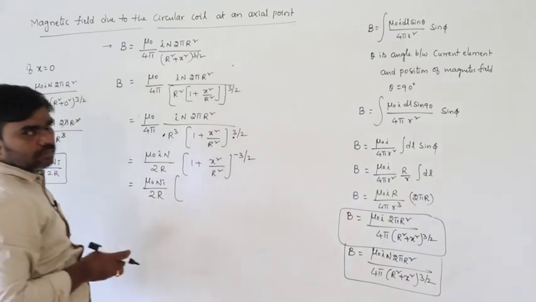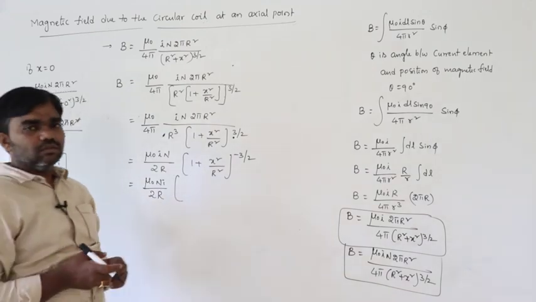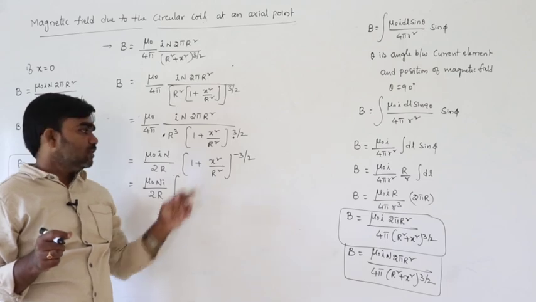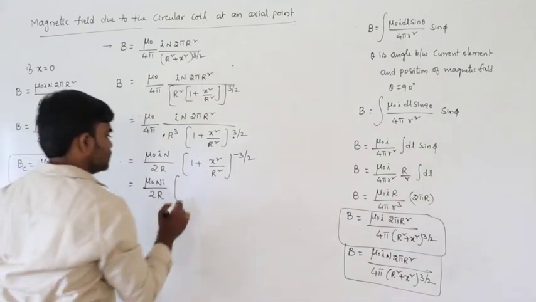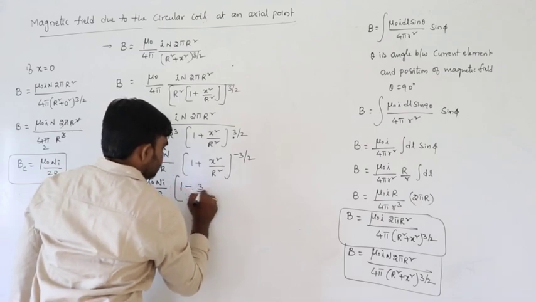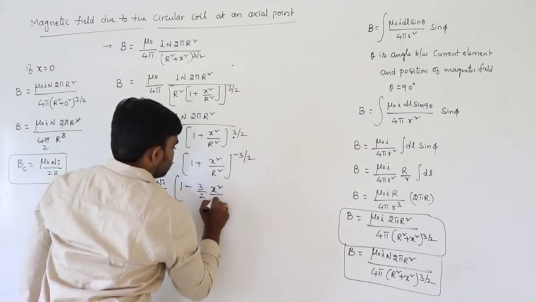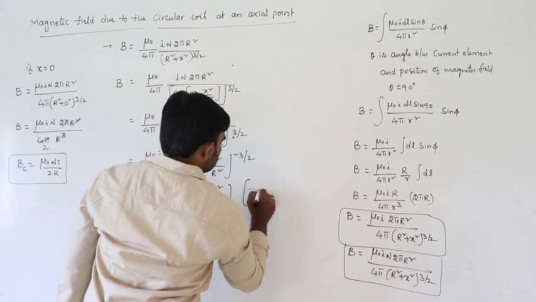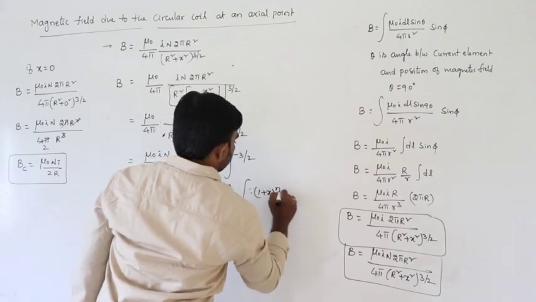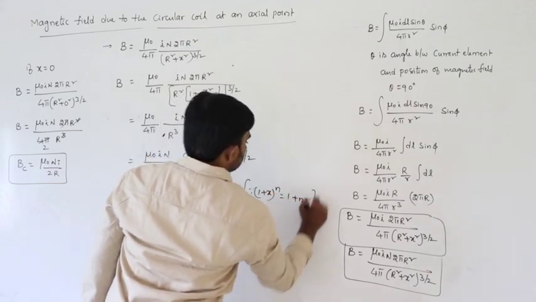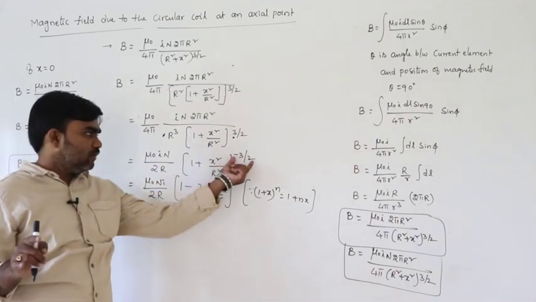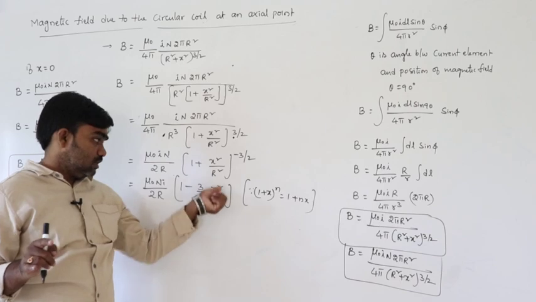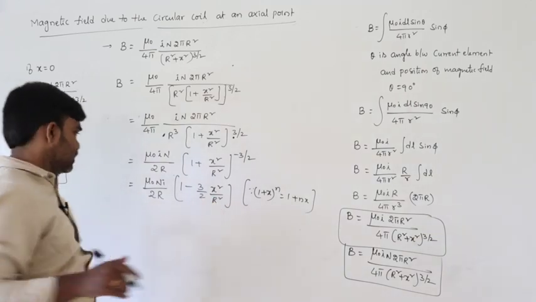According to binomial expansion, we just have to consider the first term: 1 plus x whole power n is 1 plus nx. So that means 1 minus 3 by 2 x square by r square. 1 plus x whole power n is equal to 1 plus nx. Just we have to consider the first term. What is the n value here? Minus 3 by 2. Minus 3 by 2 x square by r square.